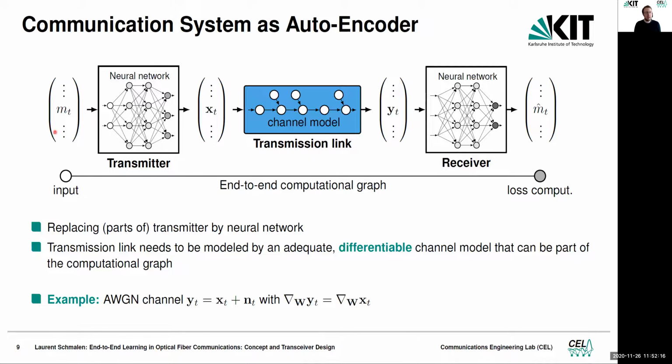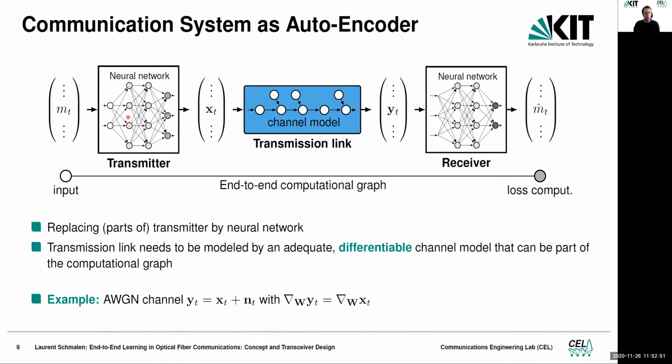So our input to the system and loss function is M. We calculate the desired output of our neural network, and we compare it with M to see if M hat resembles M as close as possible. The only constraint that we have is that our channel needs to be differentiable. So we can look at an AWGN channel, y is equal to x plus n. The noise is independent of the parameters W of the transmit network. So when we take the derivative of the noise with respect to the transmit network, it's just 0, so we can neglect the influence of the channel.